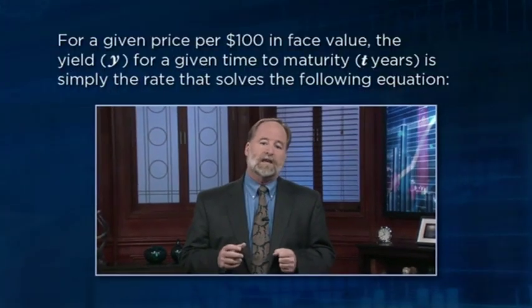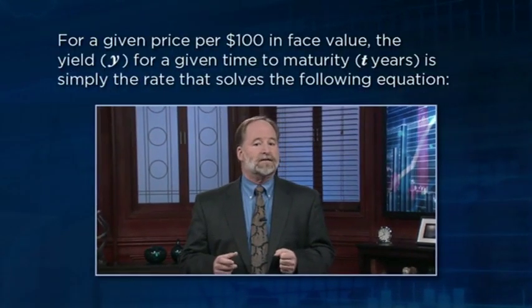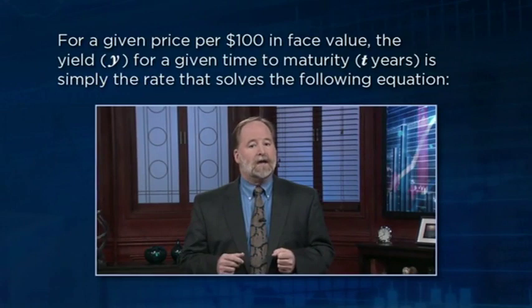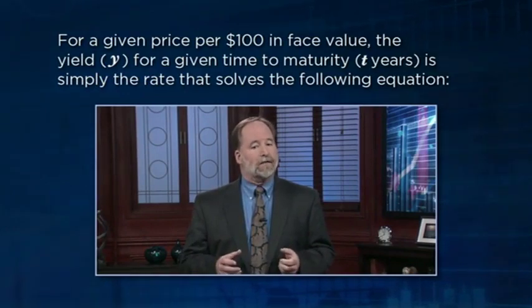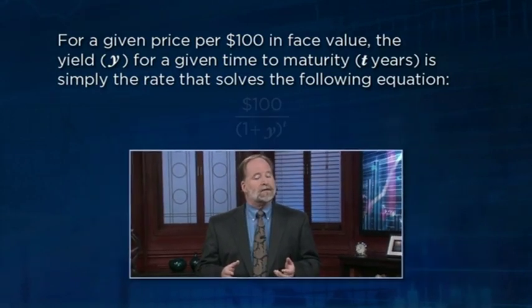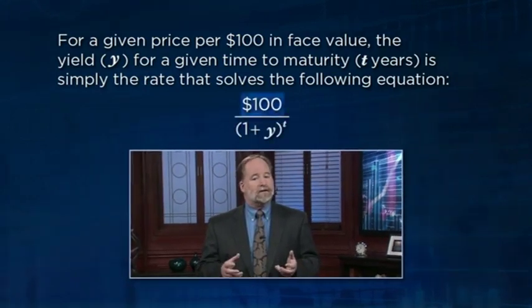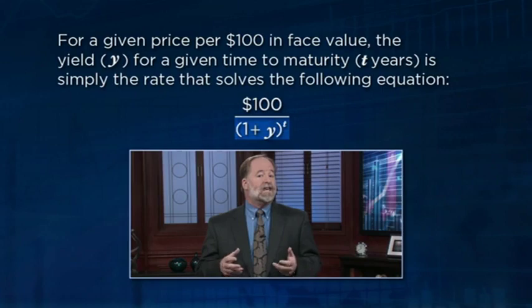The yields on a zero yield curve plot are obtained from the market prices of zero coupon bonds. Specifically, for a given price per $100 in face value, the yield, let's call it Y, for a given time to maturity, say T years, is simply the rate that solves the following equation. The price equals 100 divided by 1 plus the yield to maturity raised to the T.